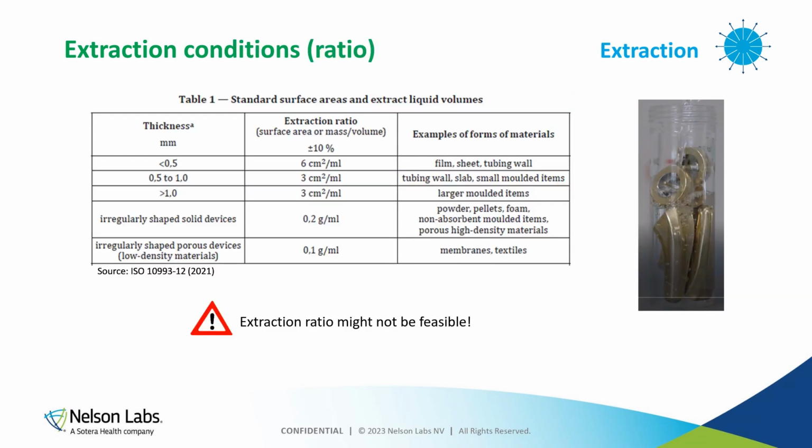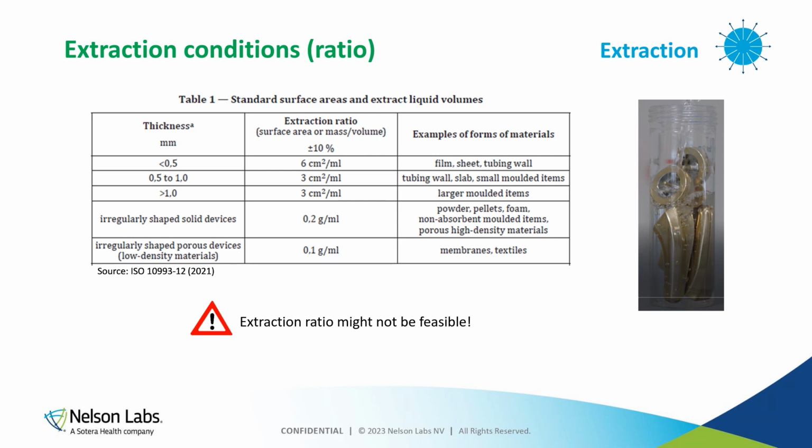Now, which ratios do we use? So therefore, we base ourselves on table 1 of ISO 10993-12. So as you can see here from the table, the 3 or 6 square centimeters per ml are the mostly used extraction ratios. Now, however, sometimes the extraction ratio is not feasible and you have to deviate from it.